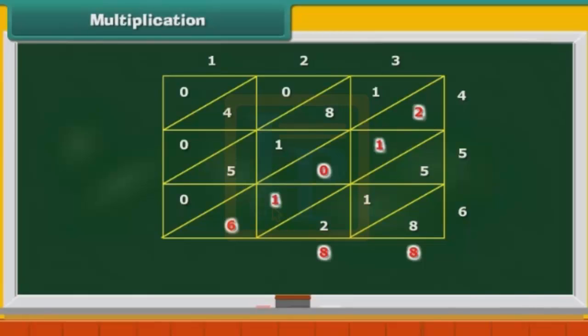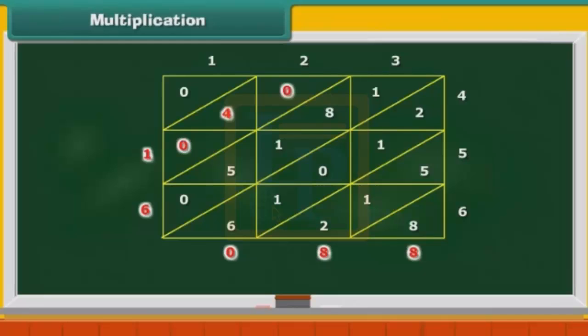The third diagonal has five elements, 2, 1, 0, 1 and 6. Their sum is 10. Write 0 and carry over 1 to the next diagonal. It has 5 elements, 1, 8, 1, 5 and 0. Their sum is 16, including the carry over 1. Write 6 and carry over 1 to the next diagonal.